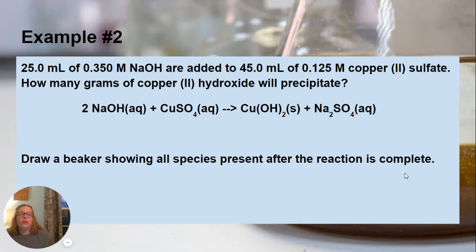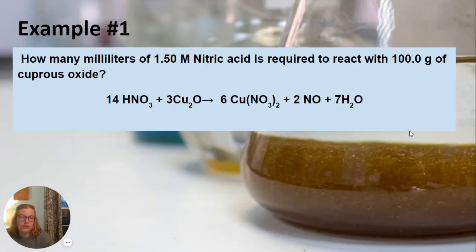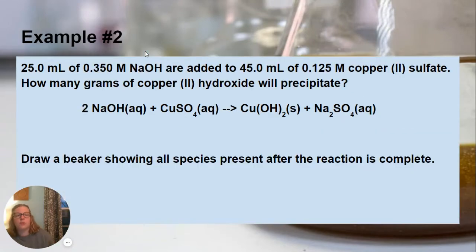Okay. Now, when you look at this problem, and again, you can pause the video at any point if you need to copy this down in your notebook, what's different than the previous problem is that there I had information about my copper oxide, the cuprous oxide, and I was solving for the other thing, my nitric acid. In this problem, we've got a different kind of setup because I have the volume and molarity of the NaOH, and I have the volume and the molarity of a copper 2 sulfate solution here.